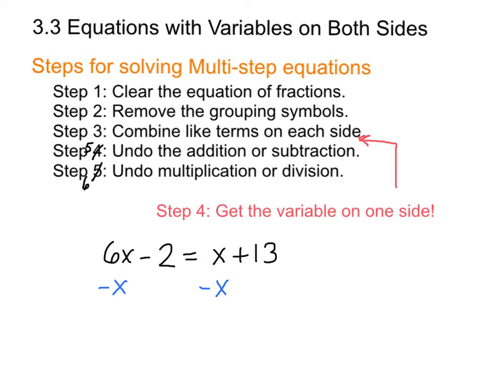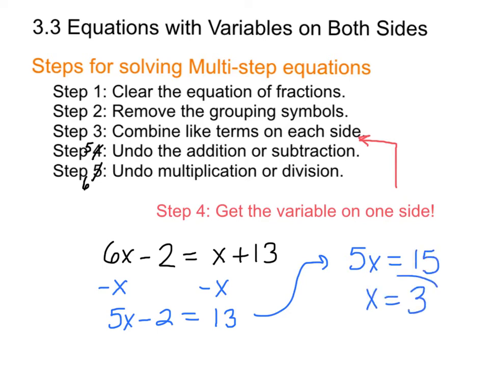So 6x minus 1x, that gives me 5x minus 2 equals 13. And then you follow this as a normal two-step equation. I add 2 to both sides, which gives me 5x equals 15. I divide by 5, and my answer is x equals 3.